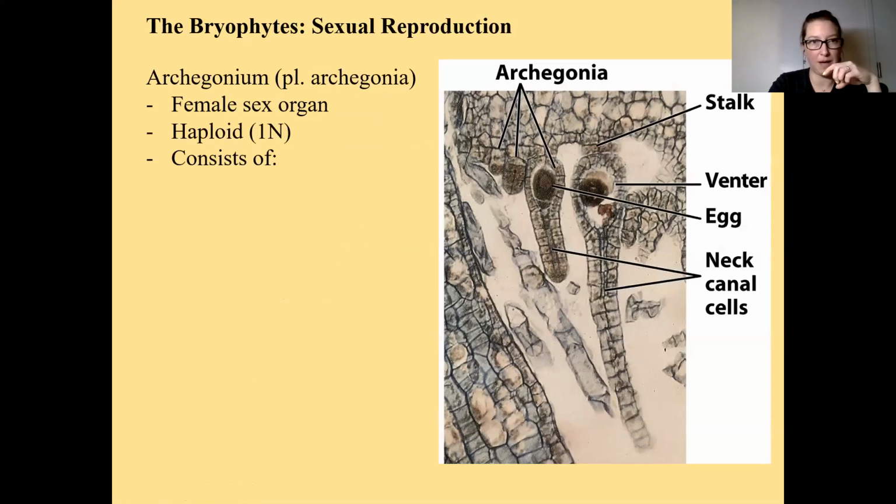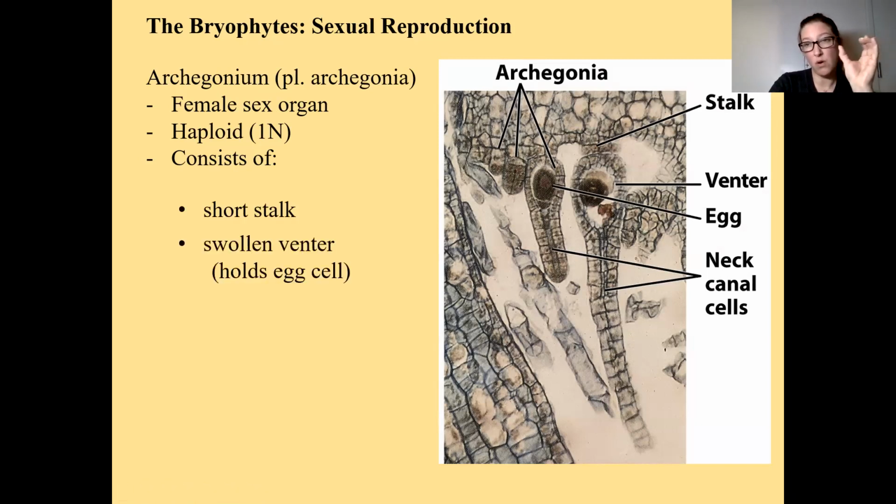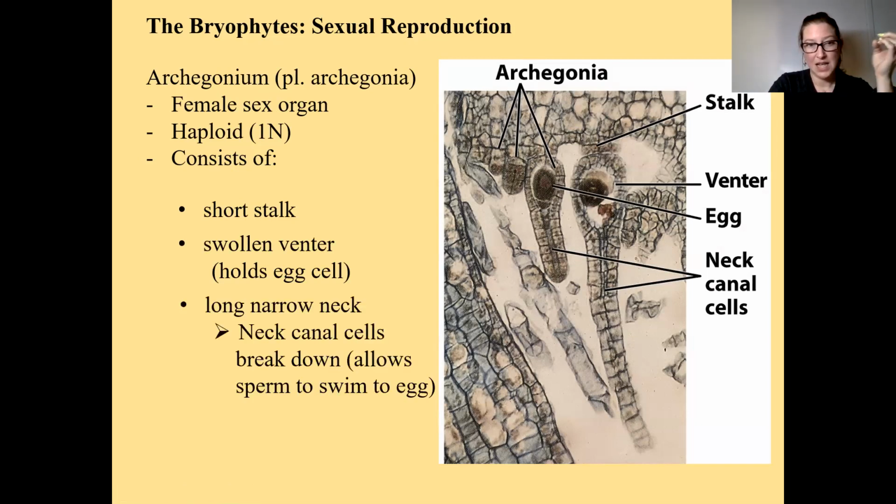All right, we will talk a little bit about the sexual reproduction of the bryophytes. This slide shows you the female sex organ, the archegonia. Because this is on the gametophyte plant, every cell that you're looking at here is haploid. The archegonia consists of a short stalk, a swollen part that holds the egg, and a long neck that will eventually break down for sperm to swim. So it's kind of upside down.